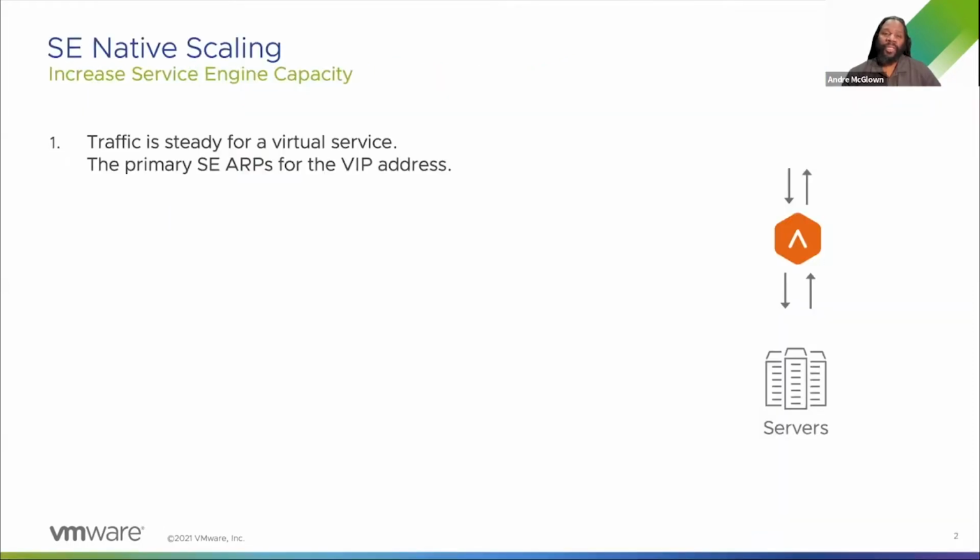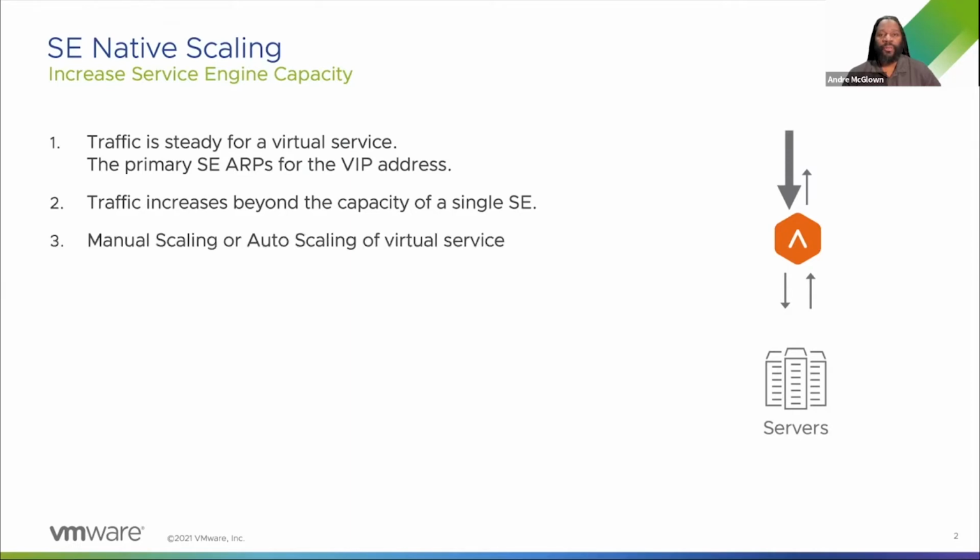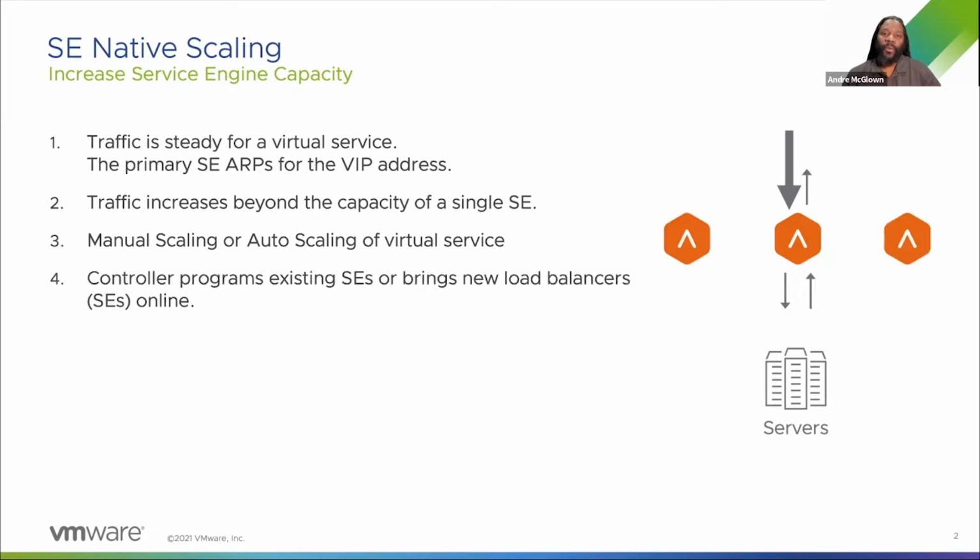The primary SE will ARP for the VIP address of the virtual service. Once traffic has been determined to go beyond the capacity of a single SE, one of two operations can occur: a manual scaling of the virtual service or an auto scaling of the virtual service. Either way, once the operation has been started, Avi will do a few things. It will do an evaluation of the existing environment to see if there's an existing SE that has the capacity to host this virtual service. If not, a new SE will be deployed into the ecosystem.